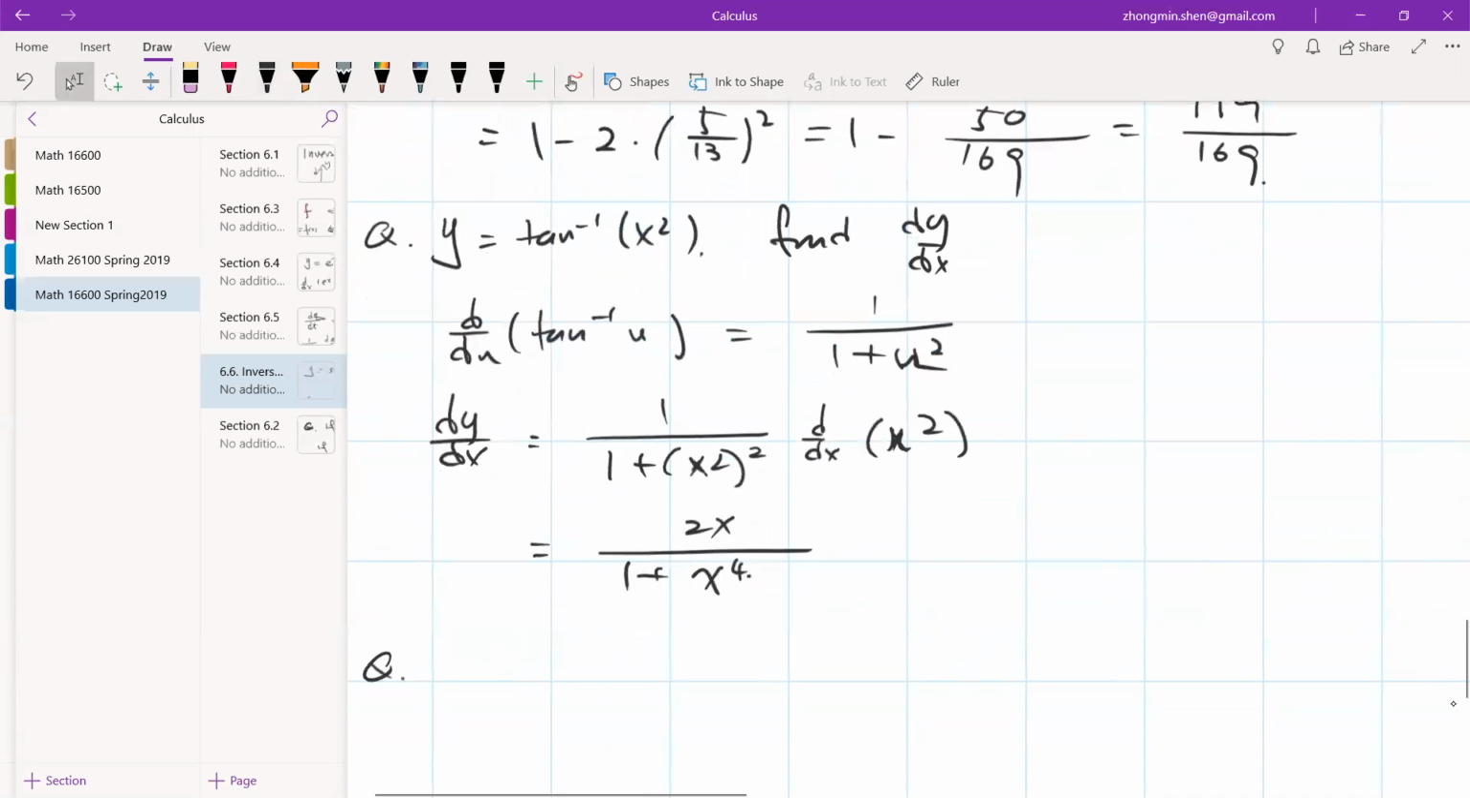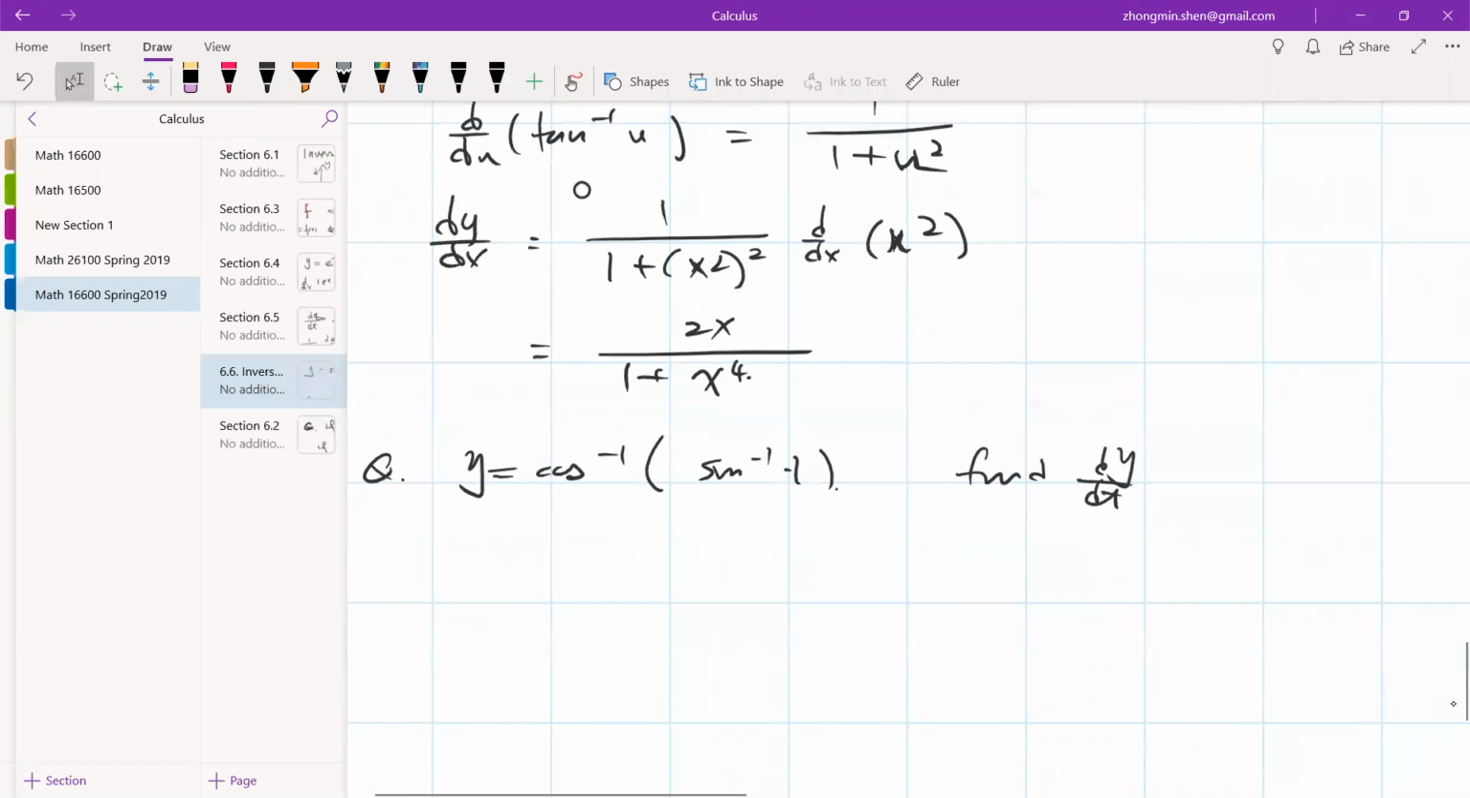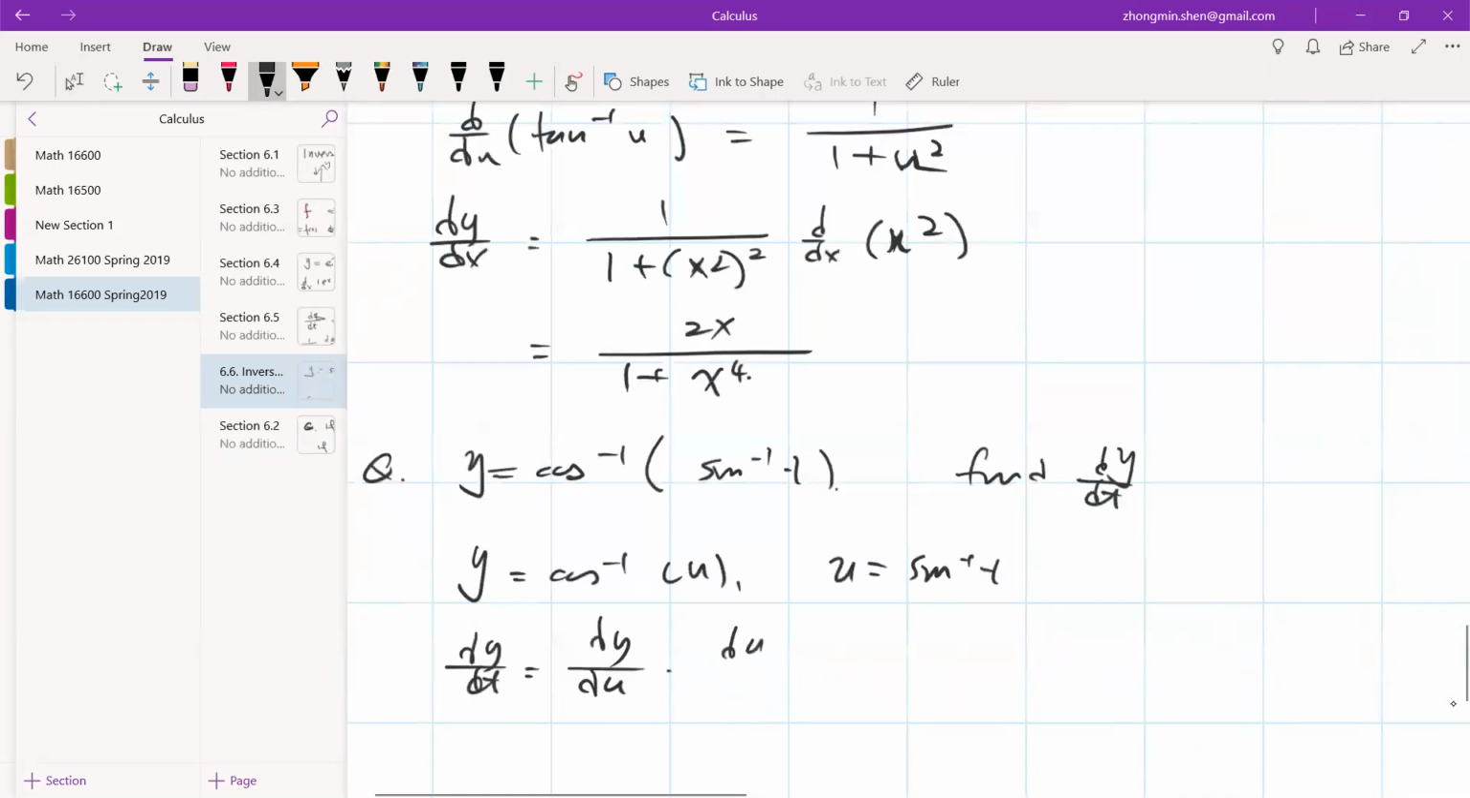The next one, y equals cosine of arcsine t. Find the dy dt. You can express it in the form like that, and u equals arcsine t, right? So by the chain rule, dy dt is going to be dy over du times du over dt.